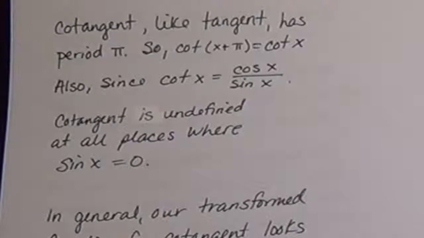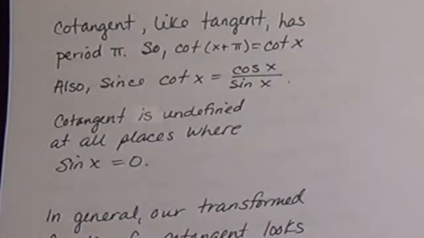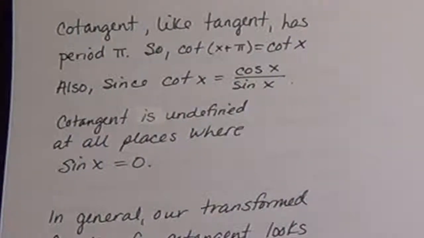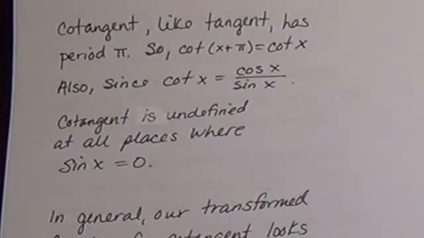So now let's consider our cotangent. Like our tangent function, this has period pi, so cotangent of x plus pi is going to equal cotangent of x. Also, like our tangent, cotangent is a reciprocal function. In this case, cosine of x over sine of x. So cotangent is going to be undefined in all of the same places where sine of x is equal to 0.